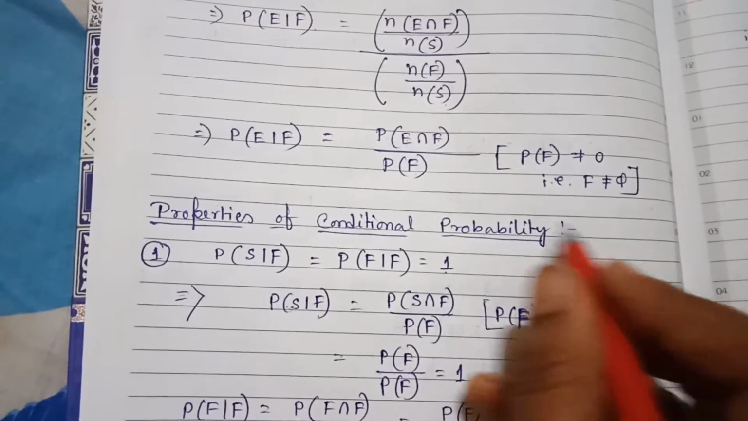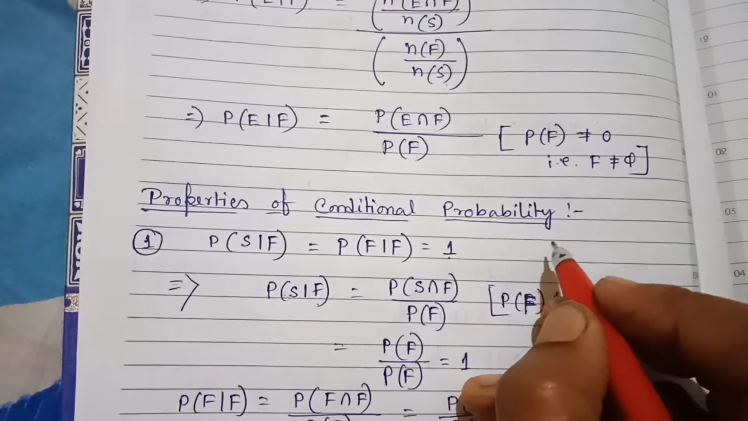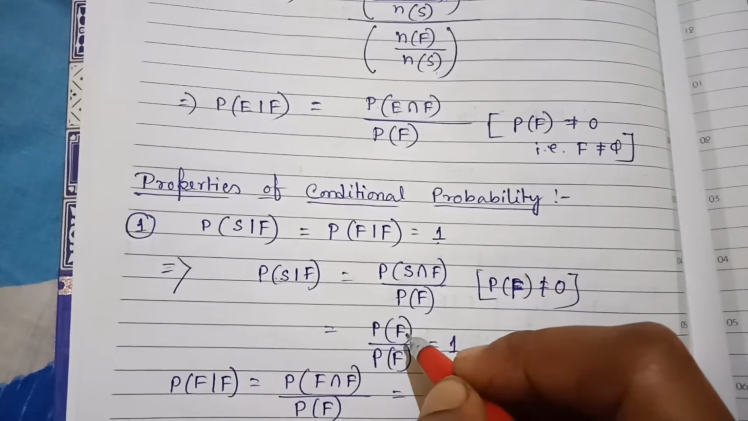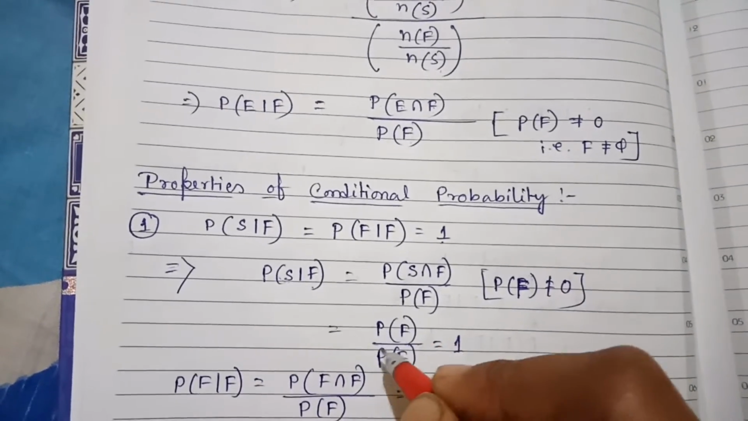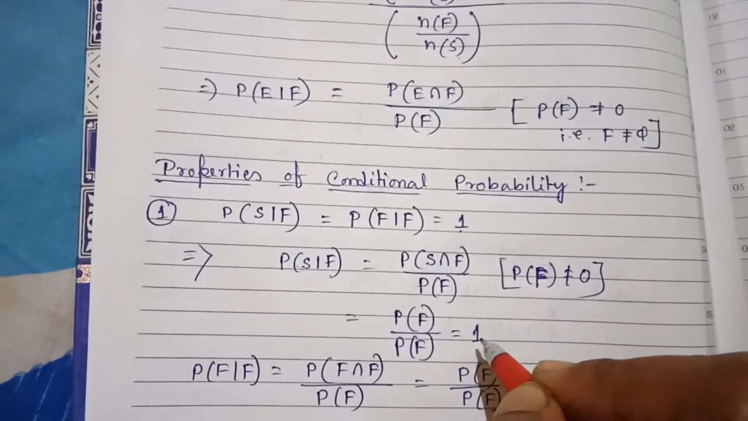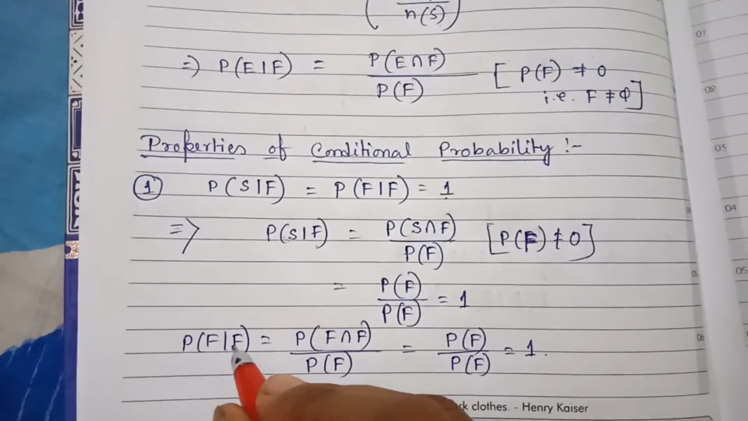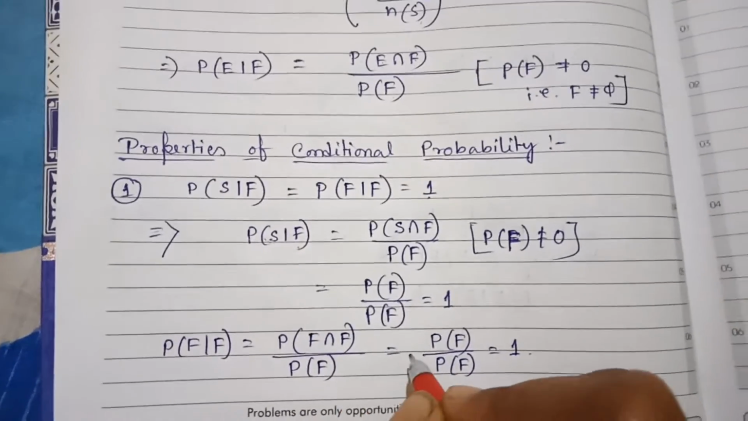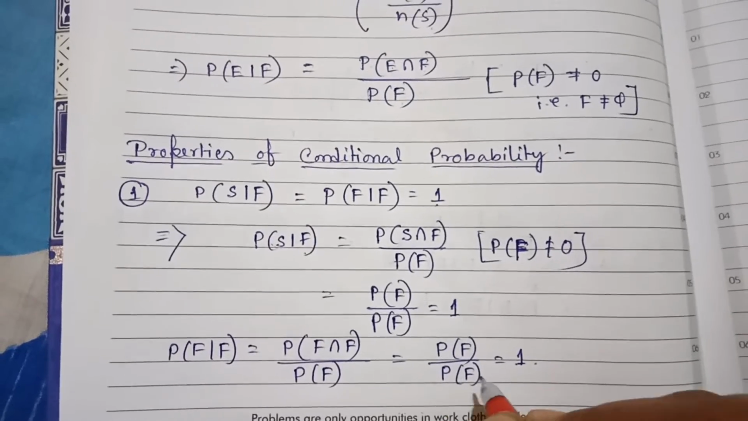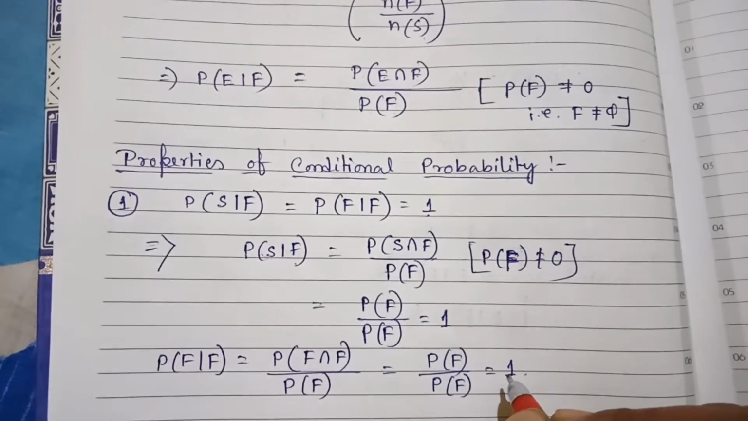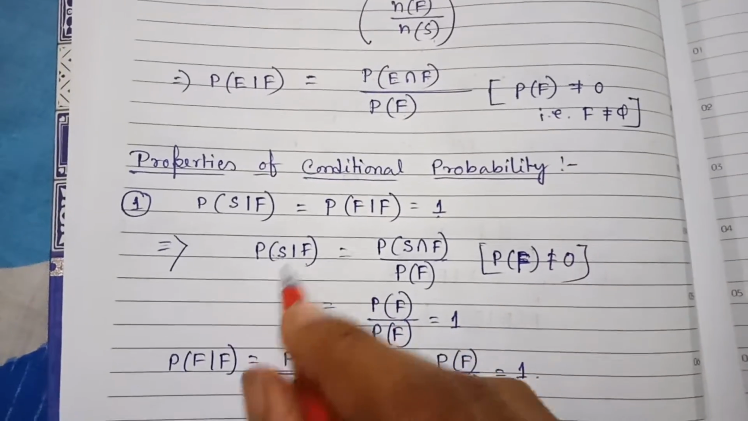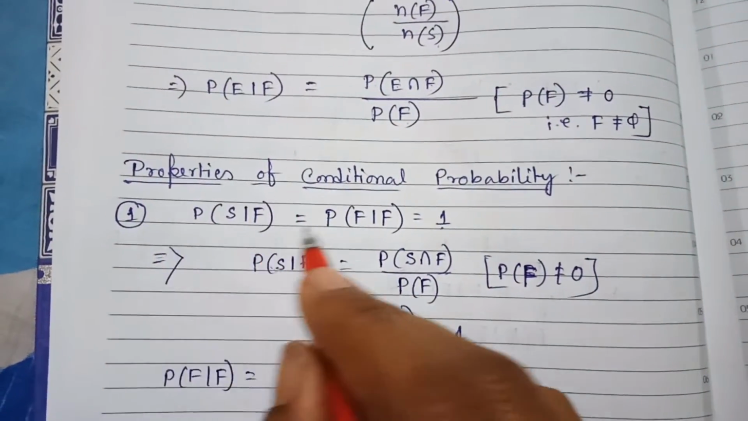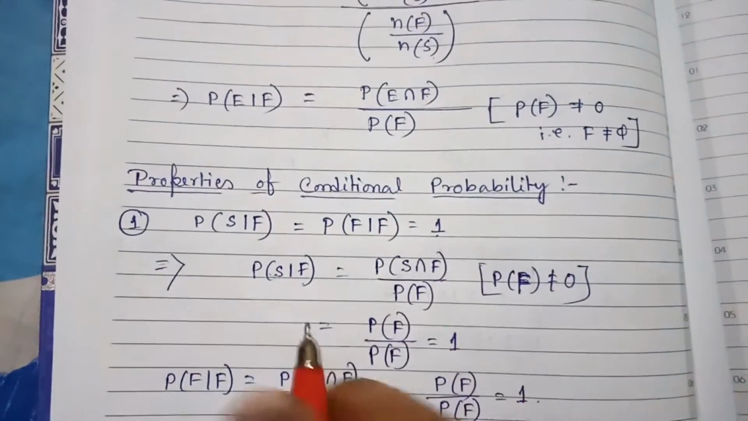S means the whole sample space. F is a subset of S, that means their intersection will be F itself. So P of F divided by P of F equals 1. Now P of F on F equals P of F intersection F divided by P of F, that is equal to P of F divided by P of F, that is equal to 1. So both are equal to 1 and we have proved property number 1 for conditional probability.